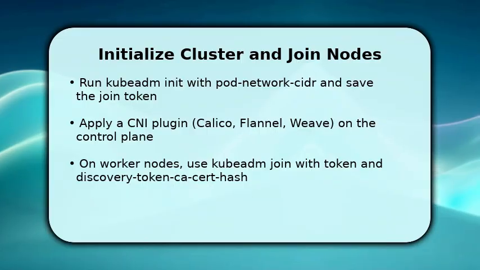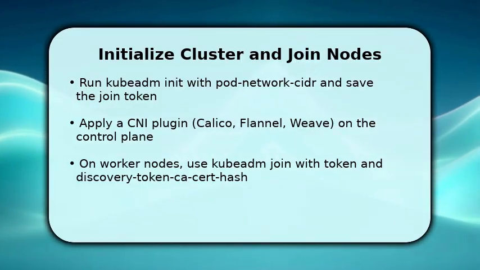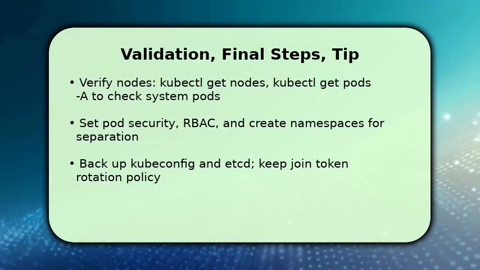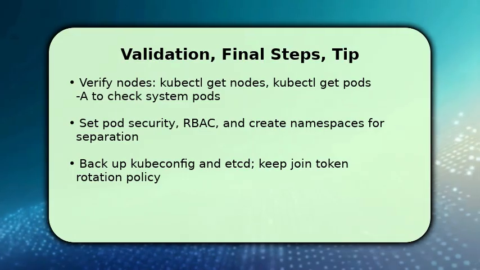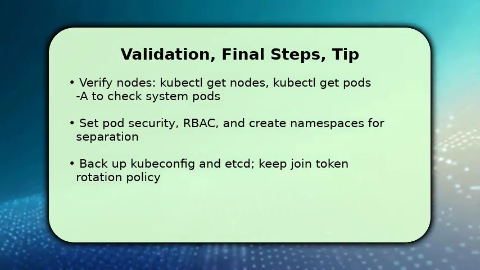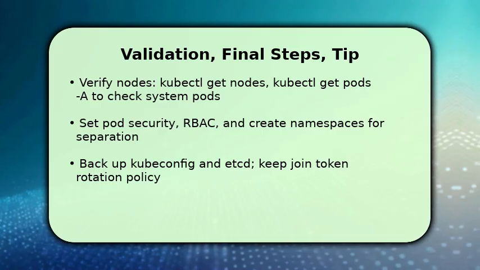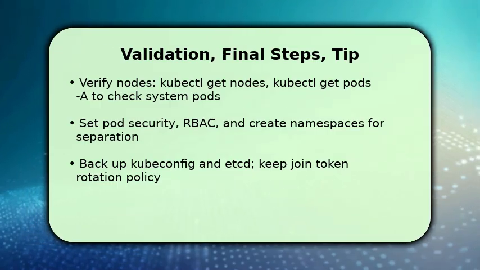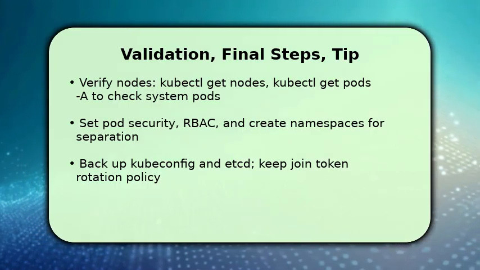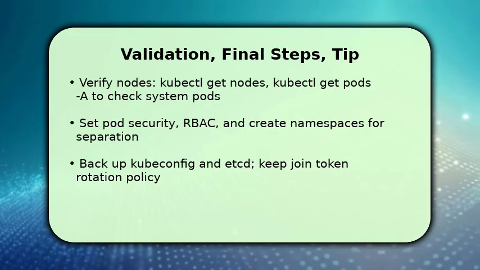After that, run the kubeadm join command on each worker, using the saved token and CA hash to securely join the cluster. You finish by validating cluster health. Run kubectl get nodes and kubectl get pods to confirm all system pods are running and ready. Once healthy, configure RBAC, pod security policies, and namespaces to enforce least privilege. Deploy a small test app to verify networking and DNS.